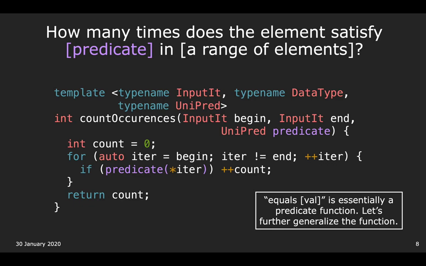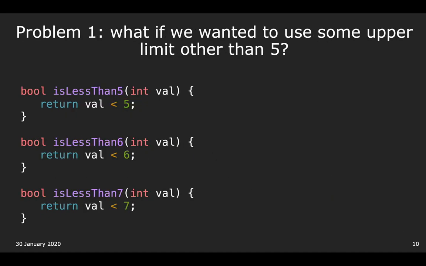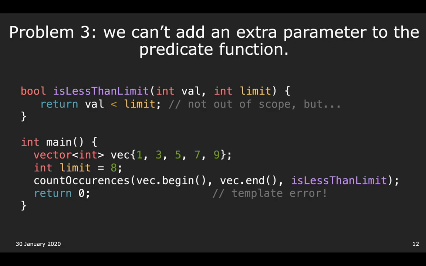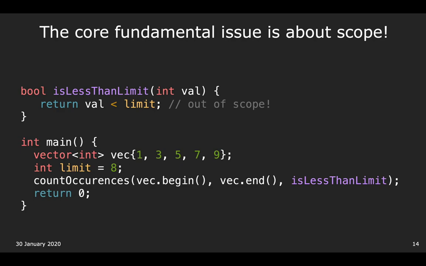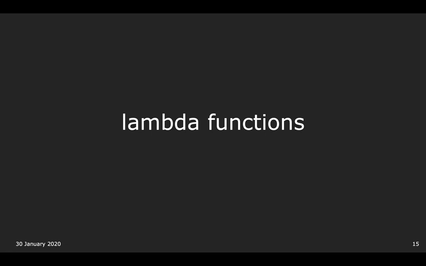But I thought someone was going to say global variables, because that technically is one way to pass in information without using parameters. And obviously don't use global variables. That's bad. I hope I don't have to explain that again. But the problem is because this is a unary predicate, and the fundamental issue is scope, right? You need limit inside that function. You can't pass it in as a parameter. Let's talk about lambda functions.